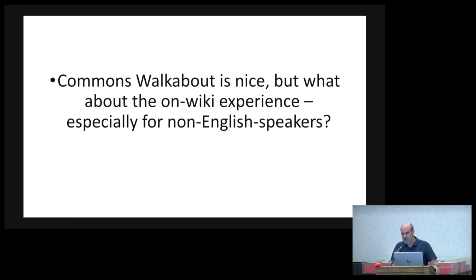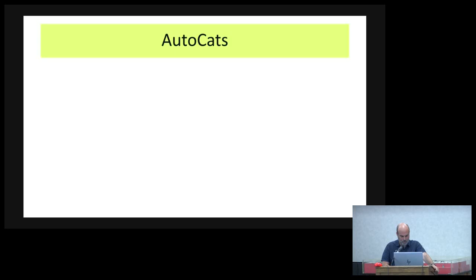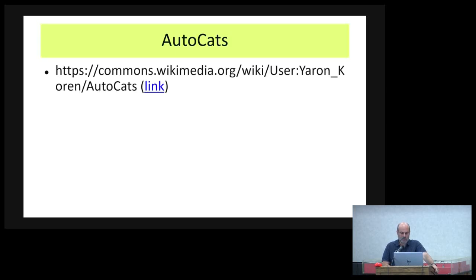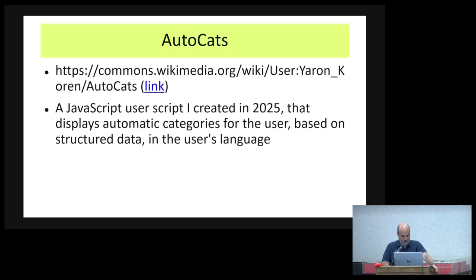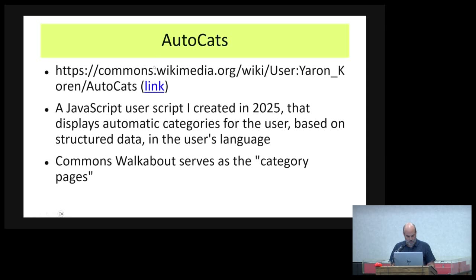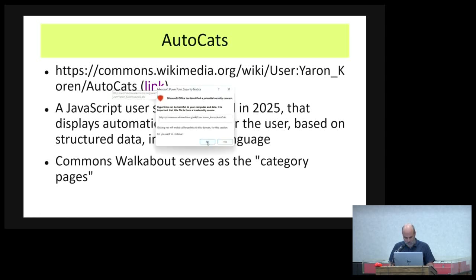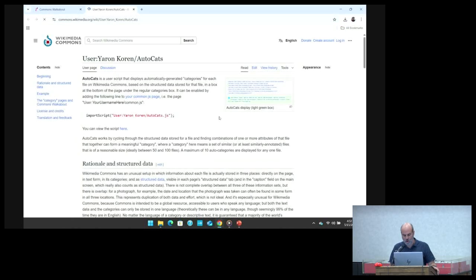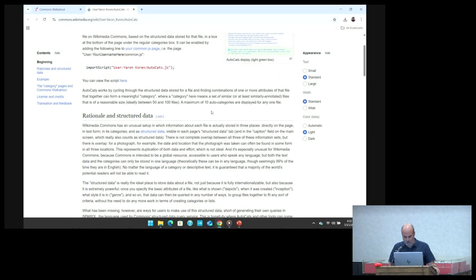So it's nice, but still that doesn't help with the on-wiki experience, especially for non-English speakers. You still have to deal with categories that don't make sense and so forth. So there's another tool that I created recently called AutoCats that displays automatic categories based on structured data in the user's own language. So let me click on that, and I'll just show a little demo here. This is just the home page for it.